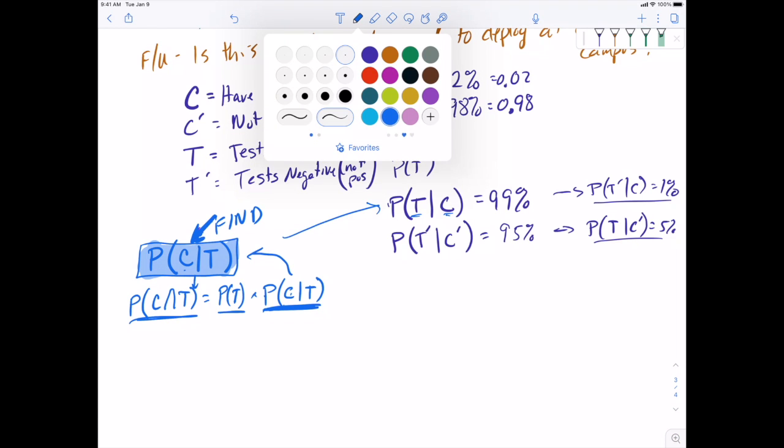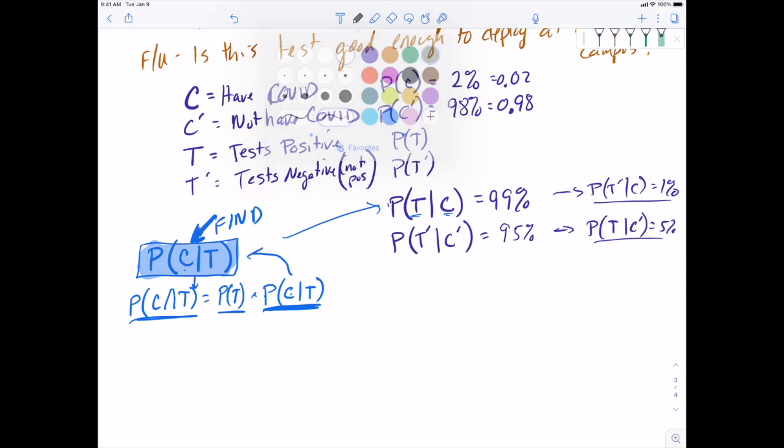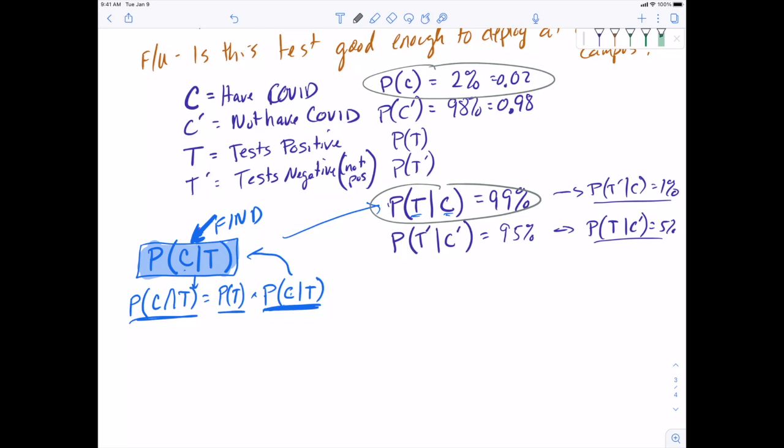So let's use our smarts here. Again, we're going to use this formula and this formula, and we're going to say the P of T intersect C, which is going to be something we need here. Well, let's write it the other way around, just to make it look exact, because C intersect T and T intersect C are the same thing, equals, let's use these things that we know, the P of C times the P of T given C.